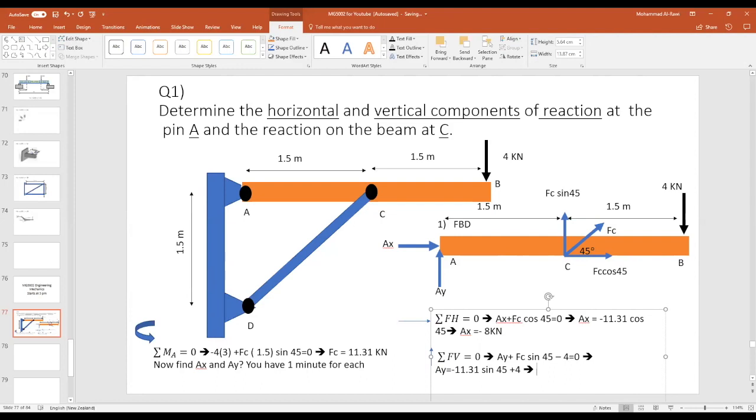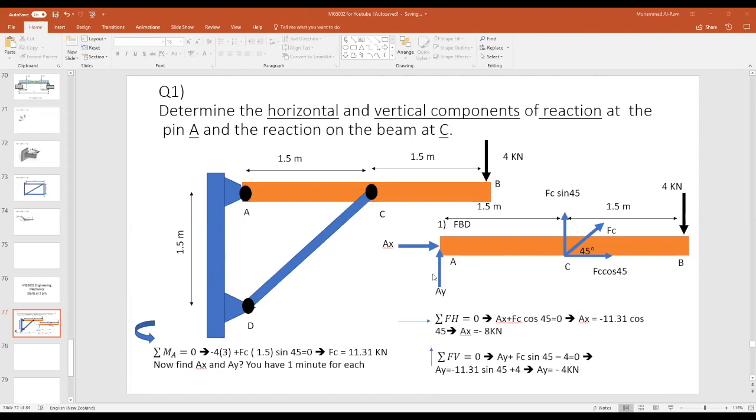Can you guess what's the answer for AY, please? What I'm getting here? Surprise, surprise. The answer for AY, in my case, I got it negative 4 kilonewtons. Now, what does that mean to me? That I also assumed the direction for AY wrong, but it doesn't matter because the solution starts correcting me to get to the right answer.